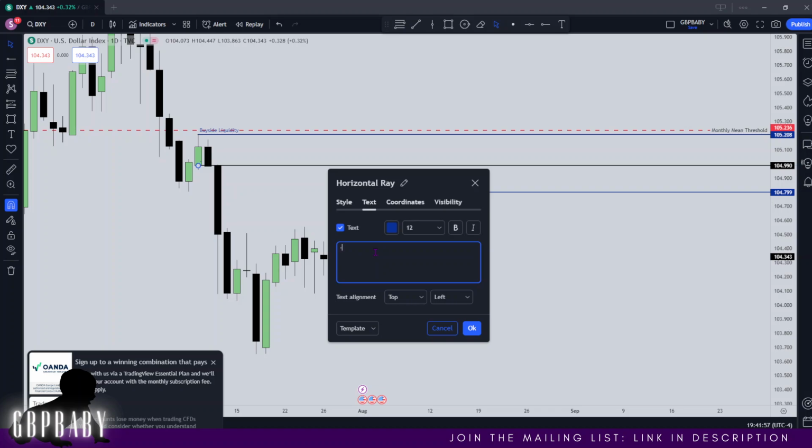We've got a bearish order block, a daily bearish order block right here. Move this to the right.